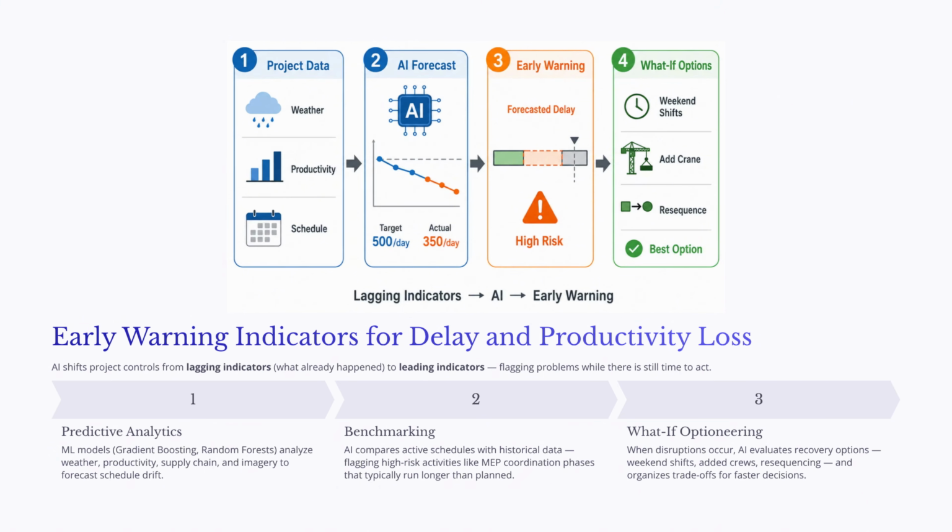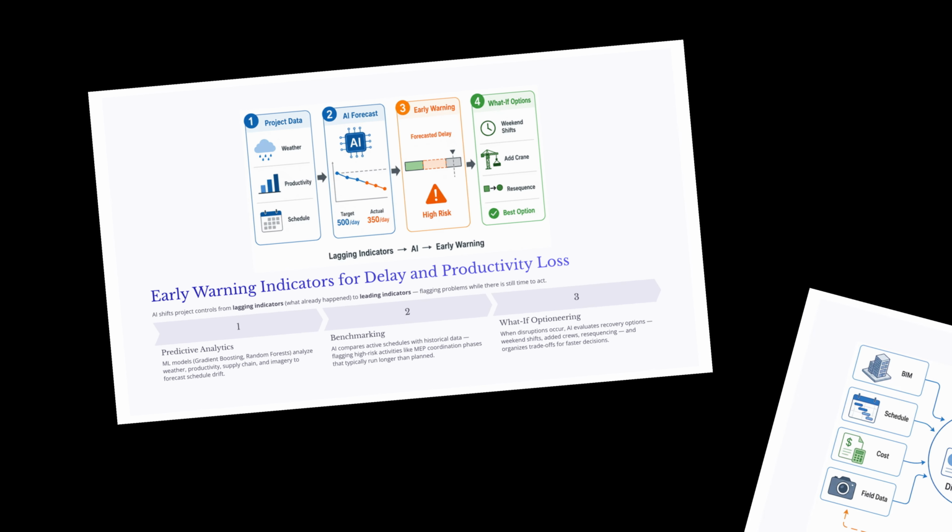Third, AI can support what-if optioneering. When a disruption occurs, the team can test recovery strategies such as weekend shifts, additional crews, resequencing, overtime, or alternative delivery plans. The value of AI is not just that it identifies a problem. The real value is that it helps the project team evaluate recovery options while there is still time to act.